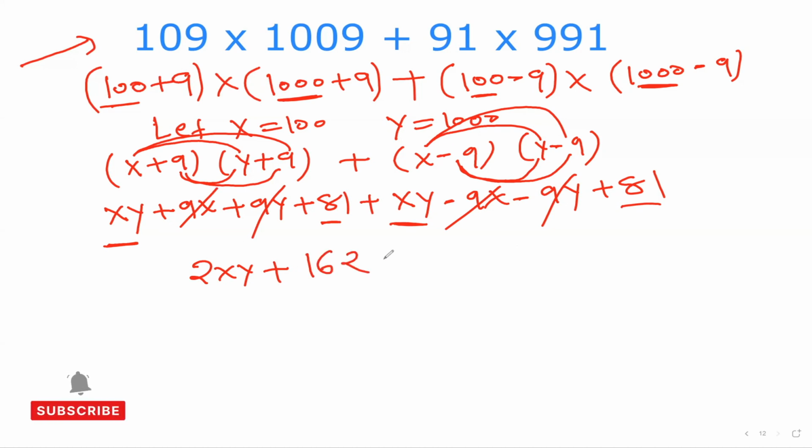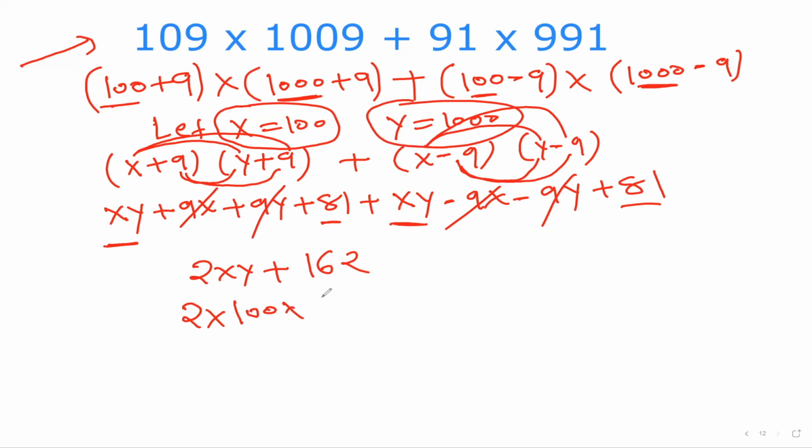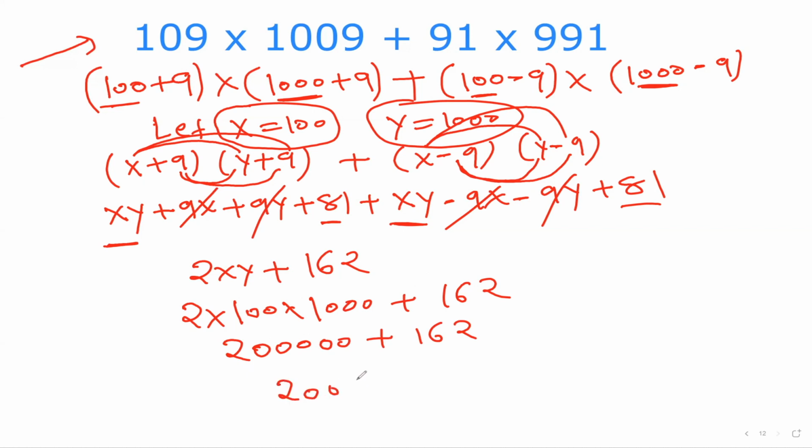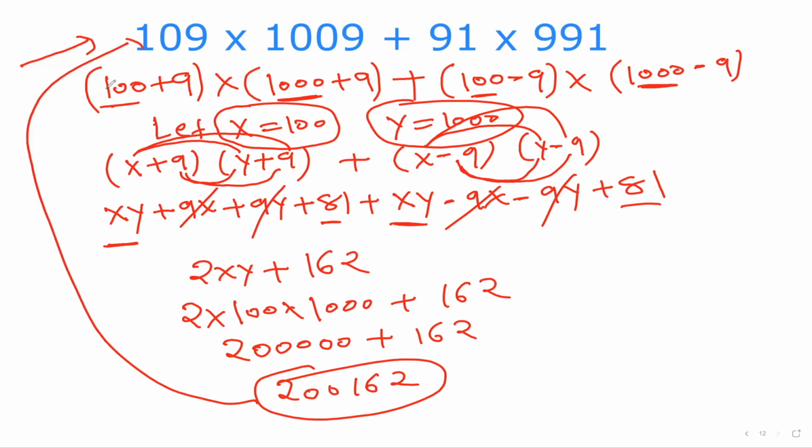Now I can again substitute back my values. So what was my x? My x was 100. So 2 multiplied by 100 multiplied by y, which was 1000, so multiplied by 1000 plus 162, which will be 200,000 plus 162, and that answer is going to be 200,162. So this is our final answer for this.